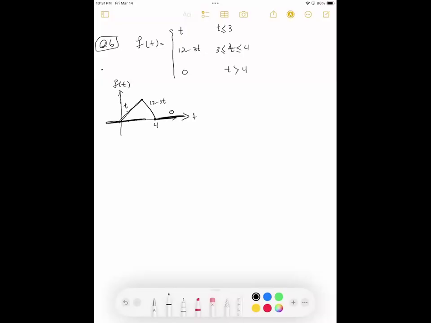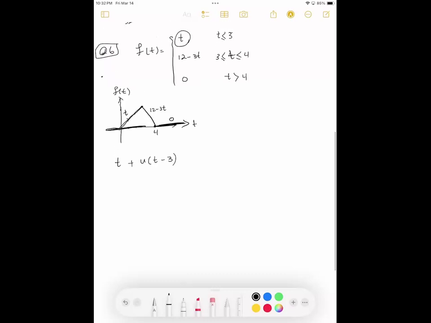So again, first write your step function. You write t plus u(t minus 3). That's where I get the 3 from. Then I ask the question. I want to get 12 minus 3t. I already have a t. I have to add what to t to get 12 minus 3t? So if I subtract the t from both sides, I get 12 minus 4t. That is the function you put here.